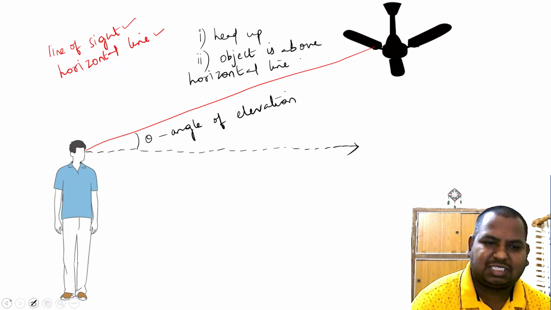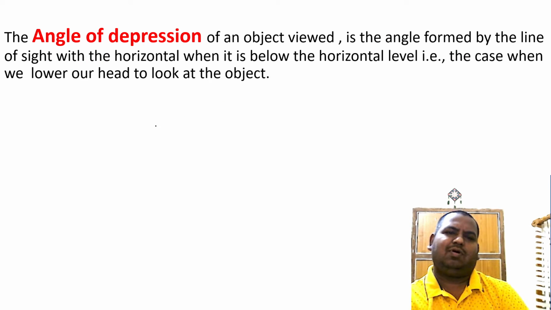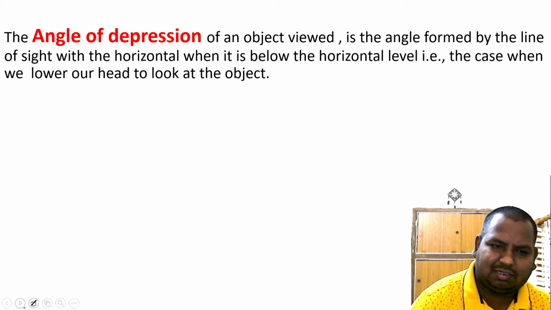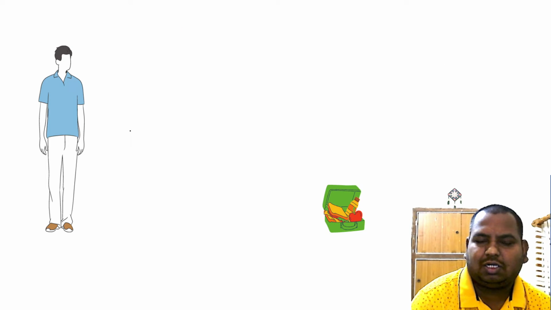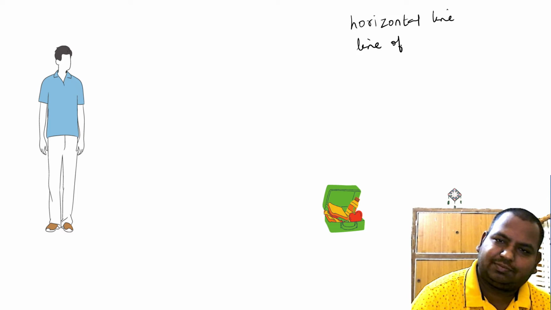Got it? Next we'll learn about angle of depression. Before going to the definition, we'll learn the meaning of angle of depression. By the way, to draw angle of depression we need two things again. We need a horizontal level, or we can say horizontal line, and we also need a line of sight.